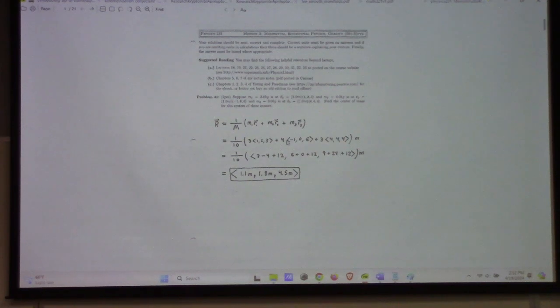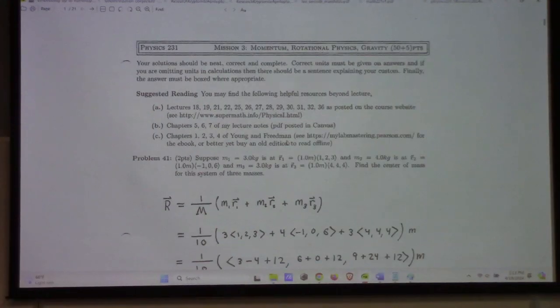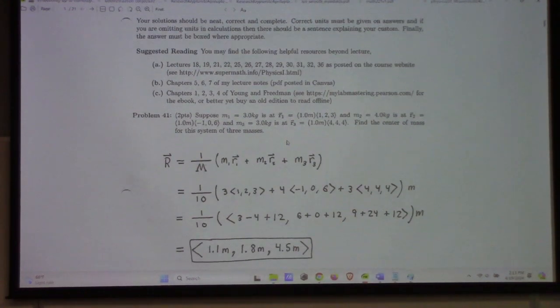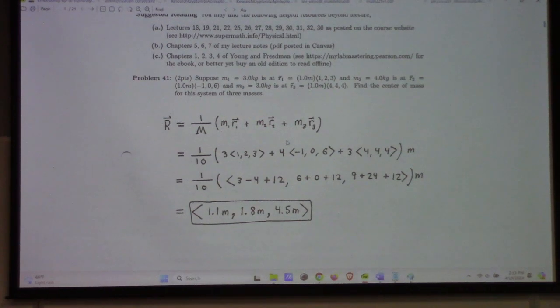So here's the solution to mission 3. I guess we can look through here for a minute. I think you found problem 1 to be relaxing. Yes, I like problem 1. If you have a finite collection of masses, we just take mass times position vector and then divide by the total mass. That gets us the center of mass, right?